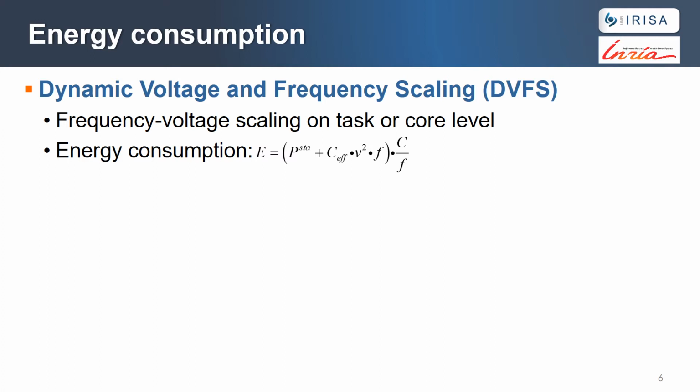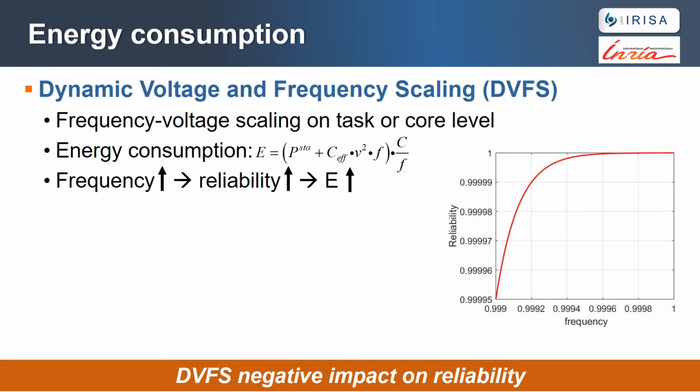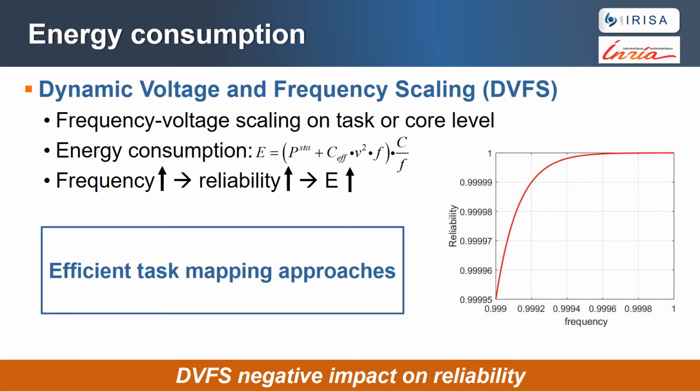Dynamic voltage and frequency scaling, short for DVFS, is a technique used to manage resources. The systems have been enhanced with DVFS, and by scaling down the supply frequency, energy consumption is reduced. But this has a negative impact on reliability enhancement. Therefore, efficient task mapping approaches are required in order to obtain low energy consumption and reliable real-time execution as well.